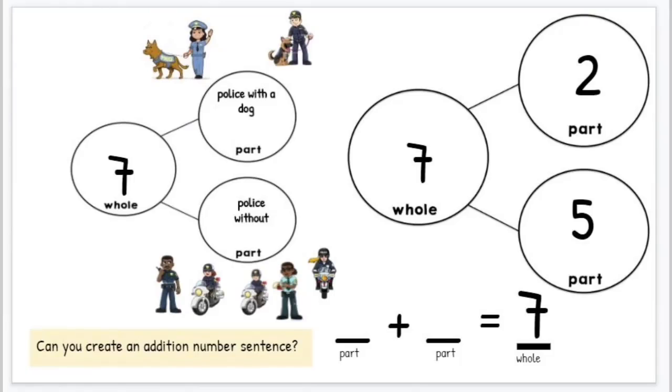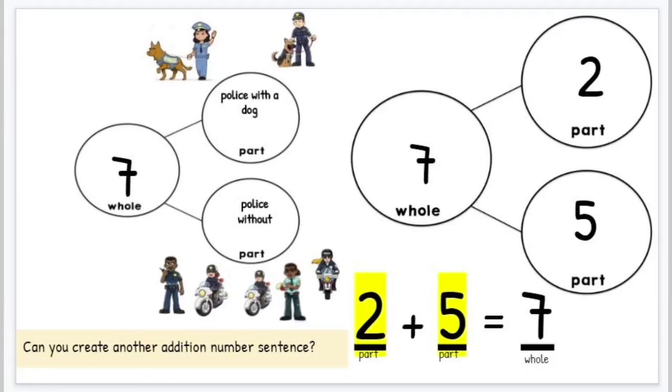Can you create an addition number sentence using your number bond? Press pause and then play when you're ready. Yes, so here's an example of a correct number sentence that you could have written. You could have said 2 plus 5 equals 7 because we're adding our parts. Two police officers with a dog and then 5 police officers without a dog.